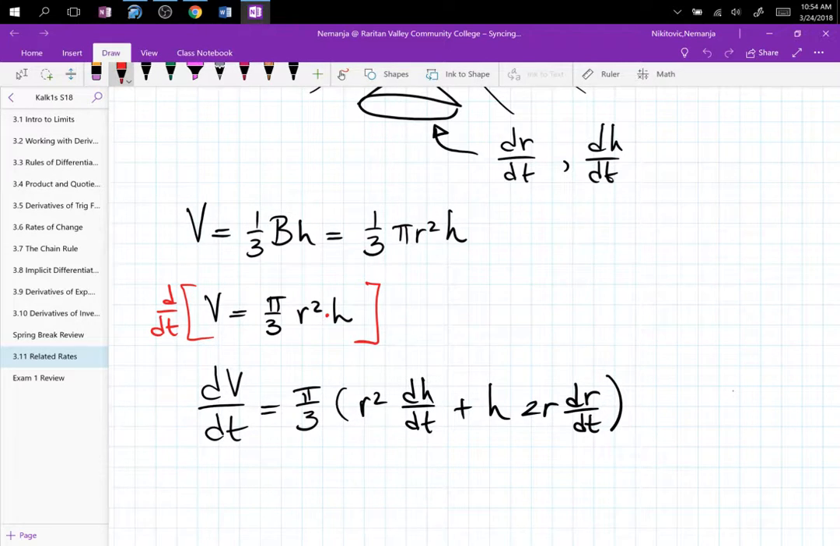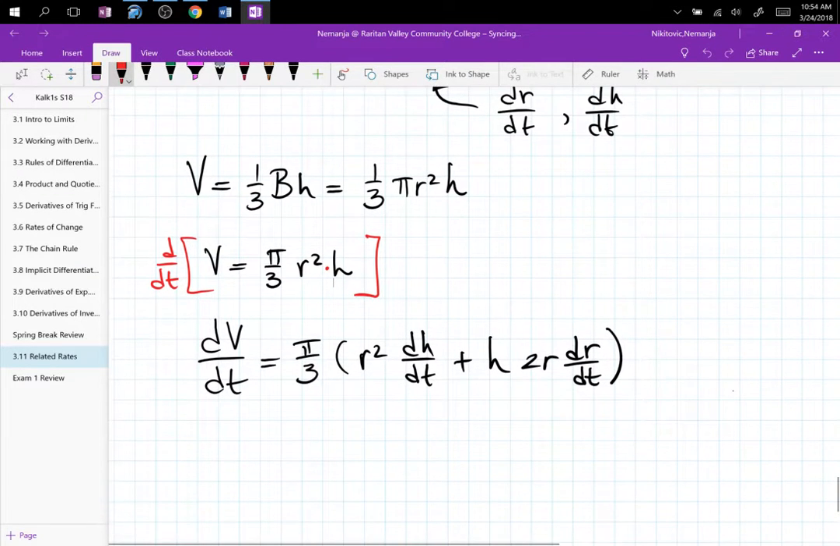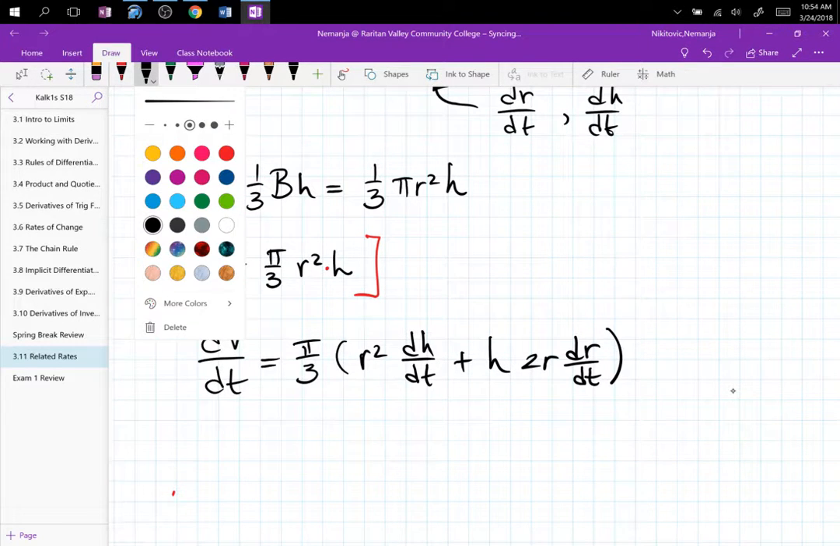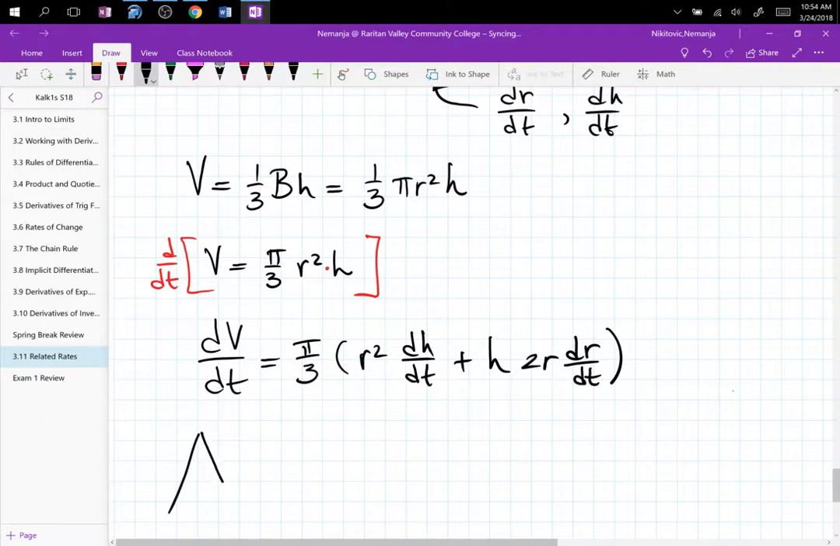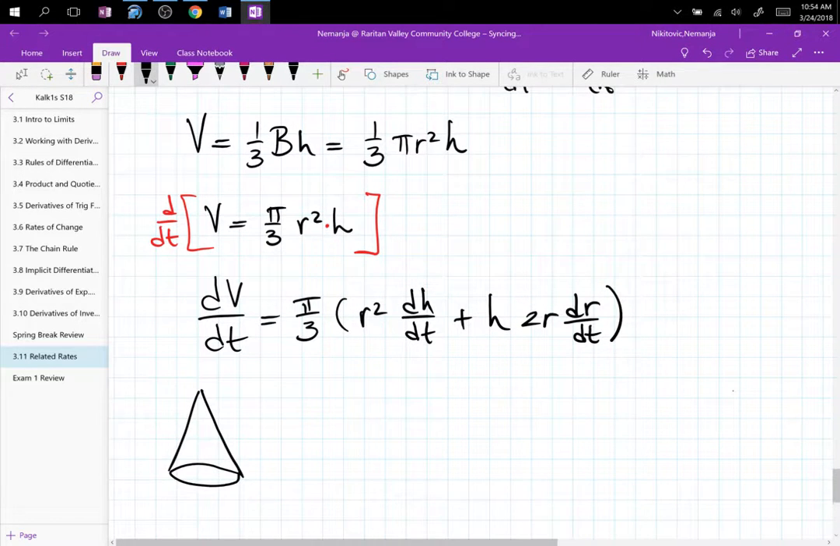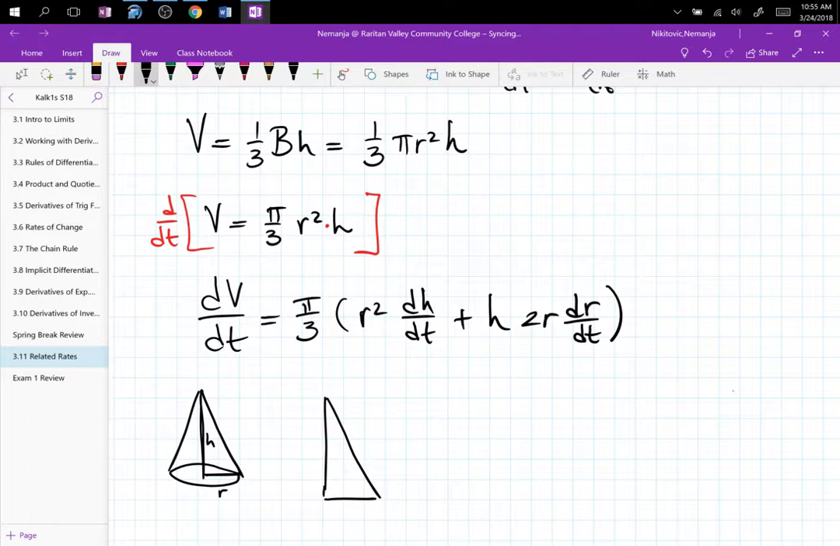So let's reduce the amount of variables. You see, the cone which you are considering has a geometry. It has a height over here, and it has a radius on the bottom, and that gives you on a side a right triangle. I'm going to draw this smaller, actually.